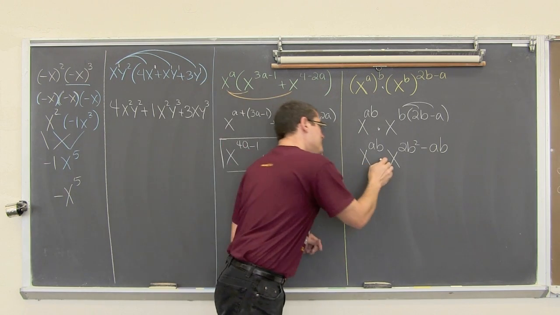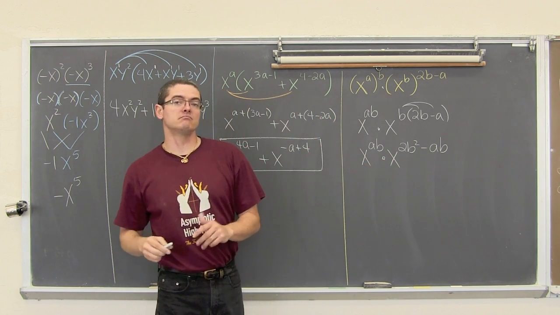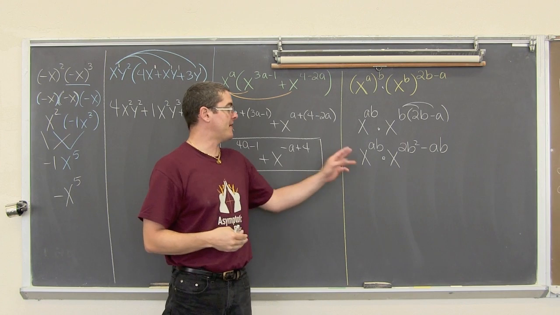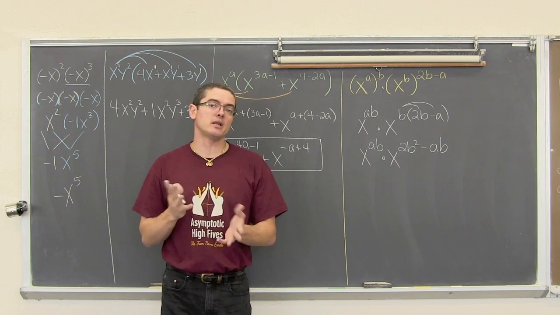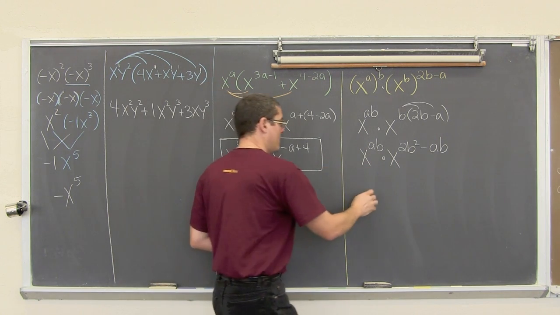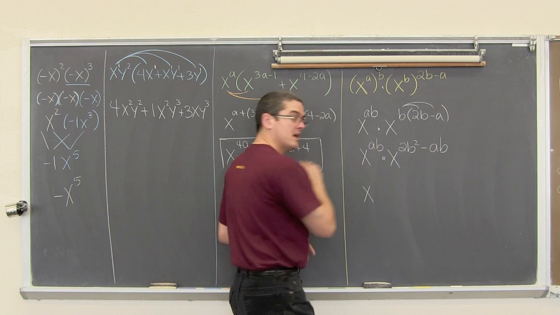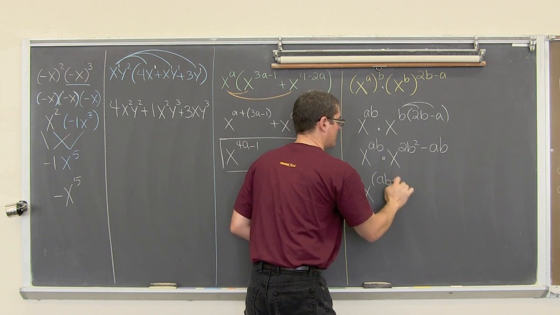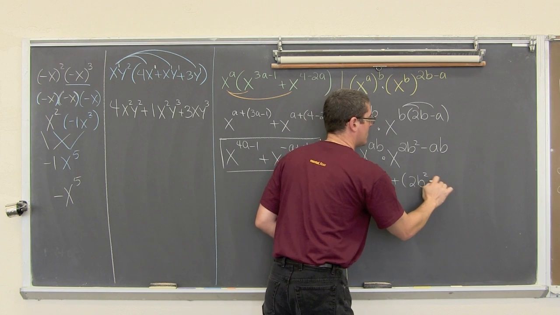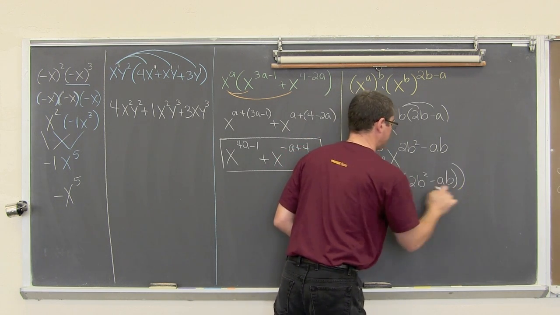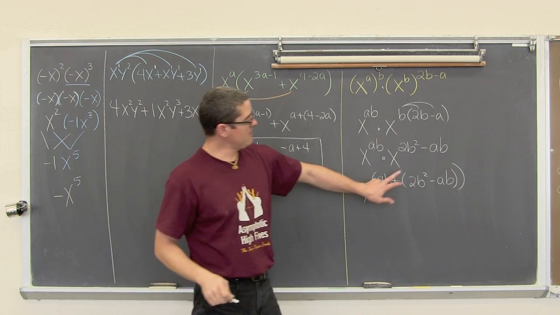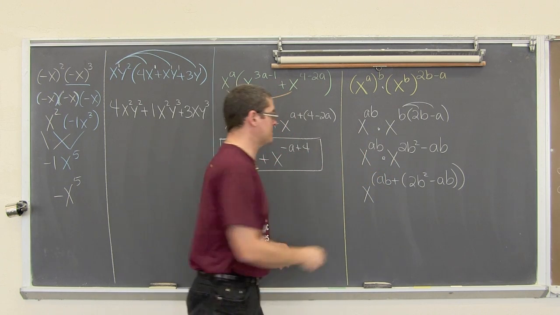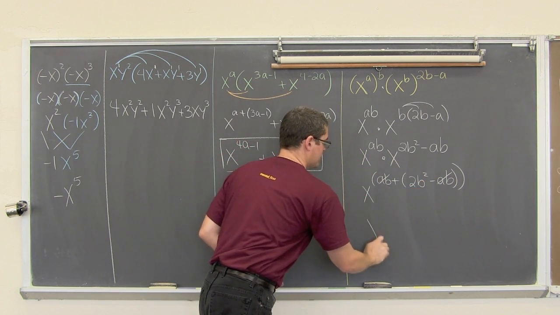Now, when you multiply like bases, because we haven't done that yet, these two factors both have the same base of x. When you multiply like bases, you add the exponents. So now we have x to the like base, ab, plus 2b squared minus ab, and ab minus ab is 0. So these are going to cancel out, and our final answer is x to the 2b squared.